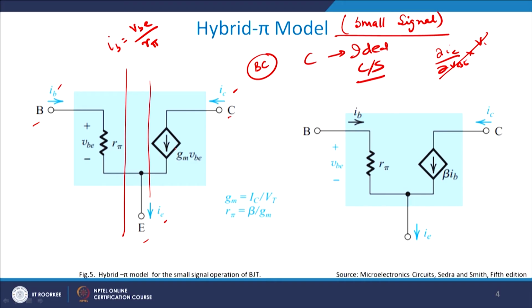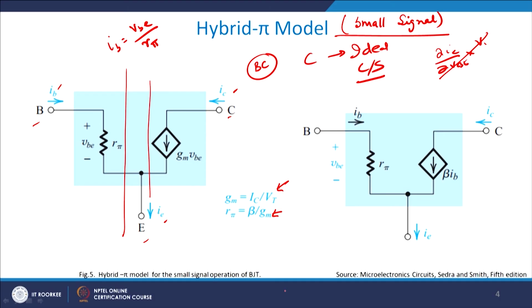The direction of the arrowhead of the current source tells me that the current is directed inwards, which means that it is basically an NPN transistor, whereas the emitter current is directed outwards, right. So by my previous definition, we know that GM is equal to IC by VT, which is available here, and beta by GM is R pi, right.